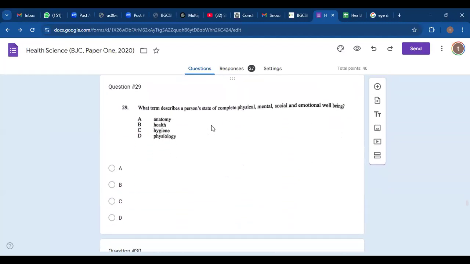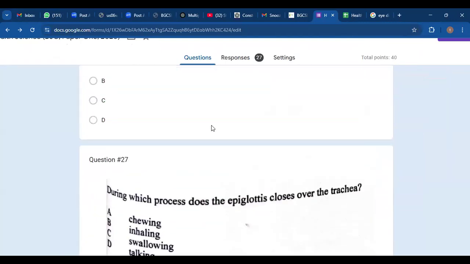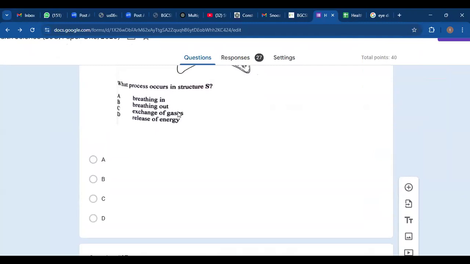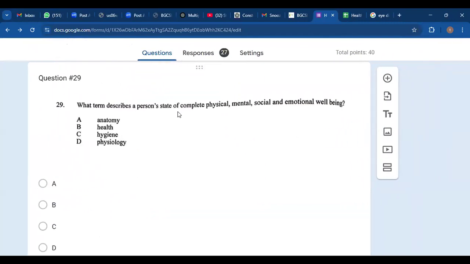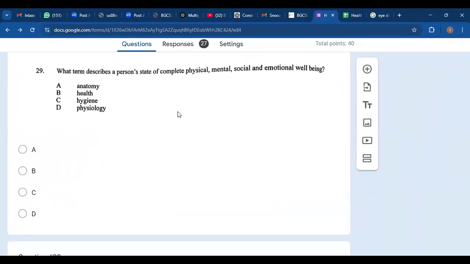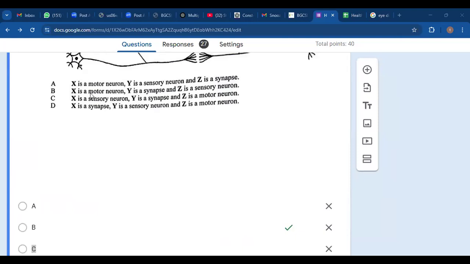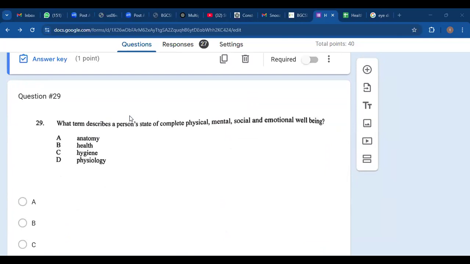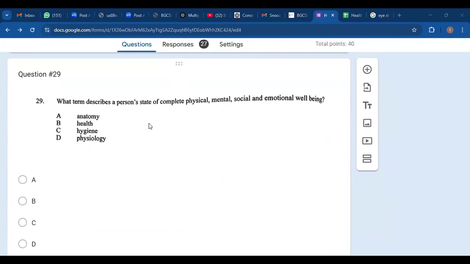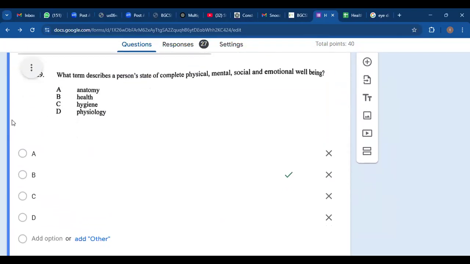Number 29. What was number 26? Exchange of gases, C. Number 29. What term describes a state of complete physical, mental, and social emotional well-being? Mr. Petit, what was the last question's answer, please? The last question was B. Health. Very good. What did you say, Malia?